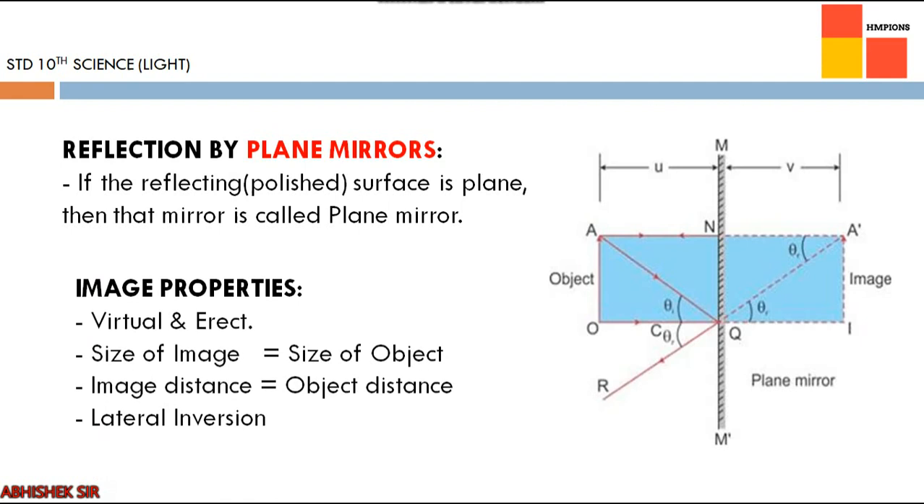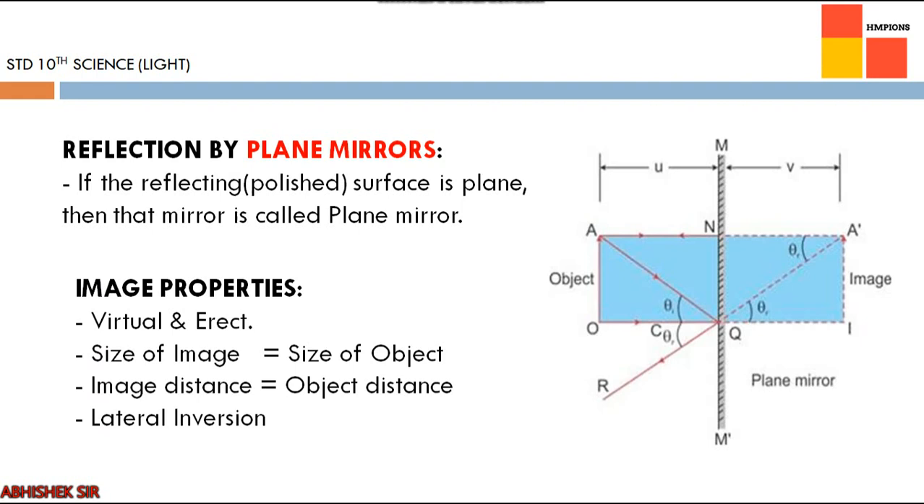Let us quickly go to the image properties. As you can see, the image formed is virtual and erect. Image cannot be obtained on a screen. It is seen inside the mirror. It is erect. The size of the image is equal to the size of the object. Also, the distance of the image is equal to the distance of the object. That means image distance is always equal to object distance.